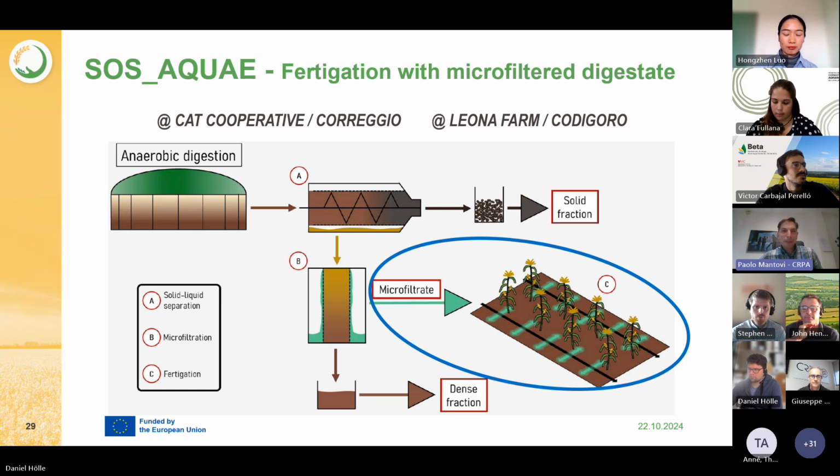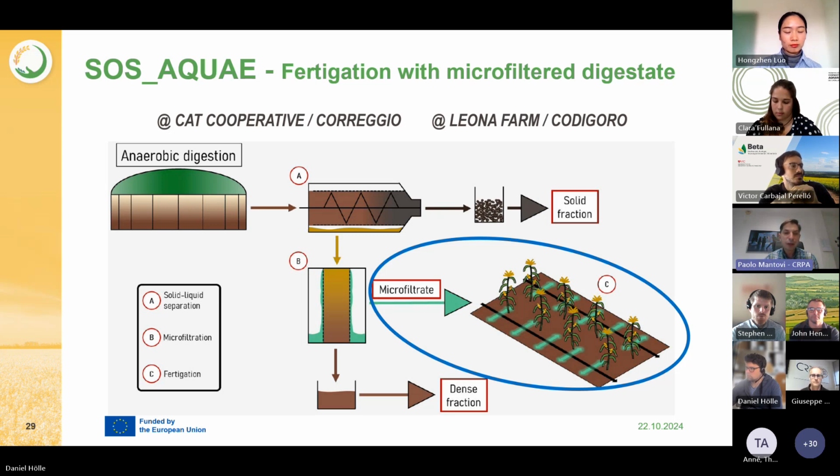Thank you, Giuseppe. My name is Paolo Mantovi, and I've been, I can say, a pure researcher at CRPA for around 25 years. And since 2022, I've been the director of the center. And I was the responsible of this operational group, SOS Acque, where we carried out trials at CAT Cooperative in Correggio in the province of Reggio Emilia and at Leona Farm in Codigoro in the province of Ferrara.